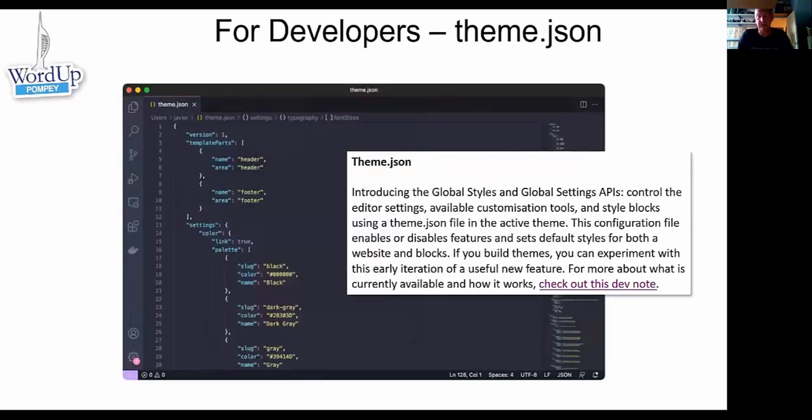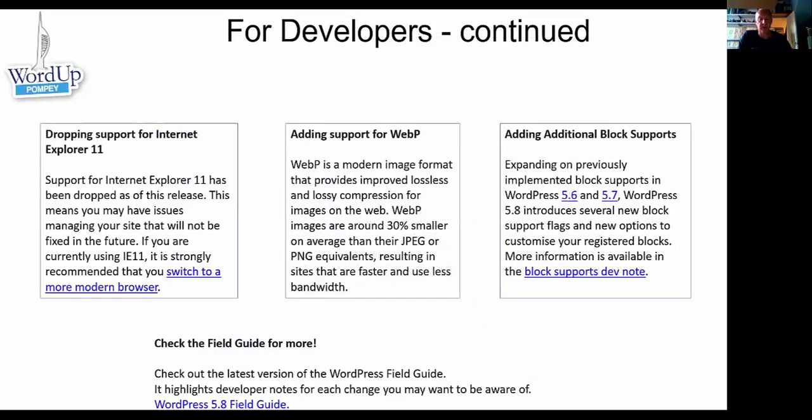For developers, there's this complex file called theme.json, JavaScript object notation, and this will replace some of the PHP settings that you have inside your theme's functions.php file, and it will also help define styles and settings for a theme. It's optional for existing themes, classic themes, and it's required for a full site editing theme. And then we have dropped support for Internet Explorer 11, adding support for WebP and additional block supports. And each of these different links are available on the PDF, which I will upload to wppompey.org.uk, the latest version. And they're also in the About page.